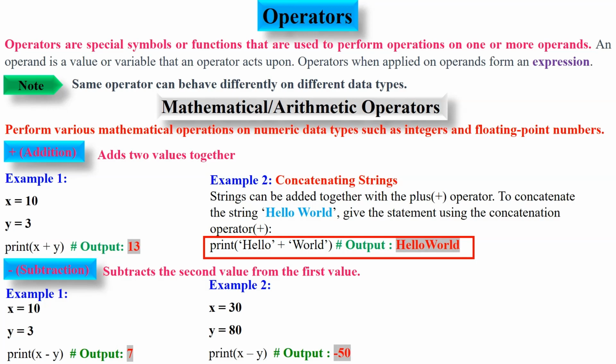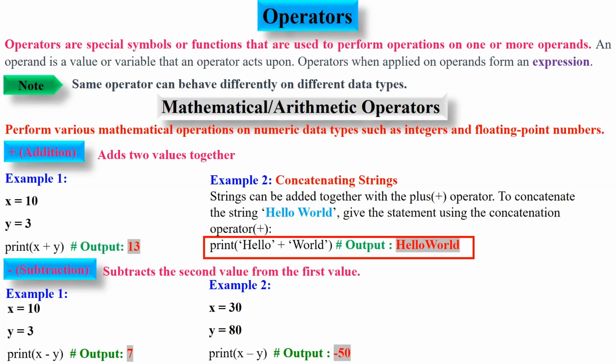In addition, second example, we are going to learn about concatenating strings. Strings can be added together with the plus operator. To concatenate the string hello world, give the statement using the concatenation operator, plus. Now look at the Python code. Print hello plus world concatenates the two string literals hello and world using the plus operator. In Python, when you use the plus operator with two strings, it performs string concatenation, joining the two strings together. So, the output will be hello world, without spaces.